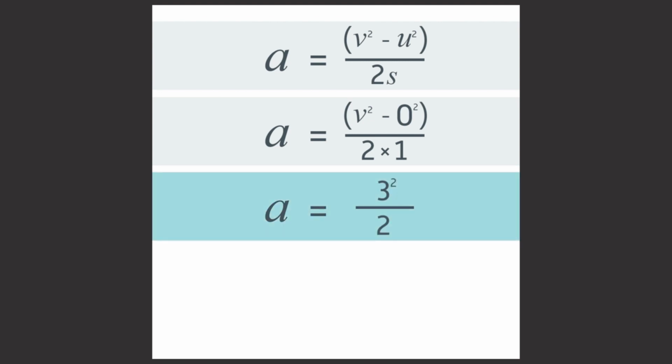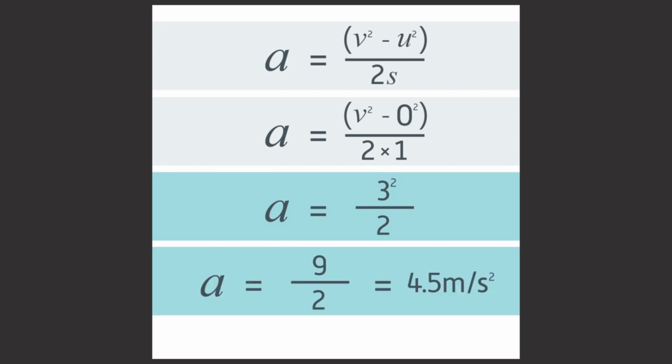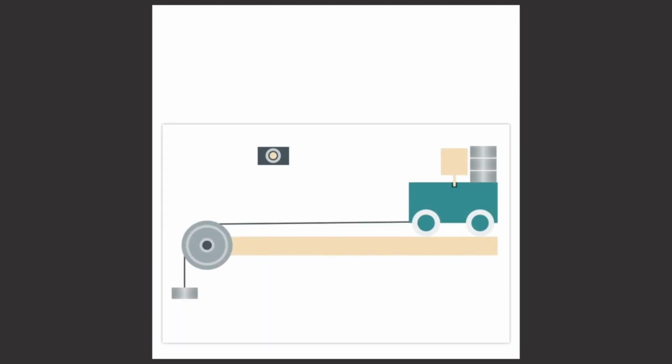Let's look at an example. If the trolley was travelling at a speed of 3 metres per second when it passed the speed sensor, and it had travelled 1 metre by the time it had reached the sensor, its acceleration would be 3 squared divided by 2. This equals 9 divided by 2, which gives an acceleration of 4.5 metres per second squared. Now you can carry out the experiment.